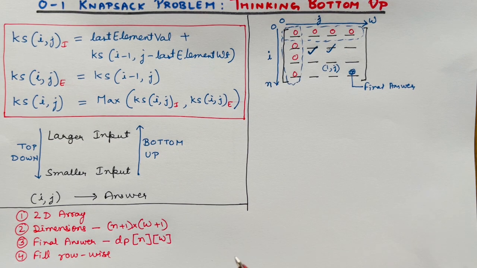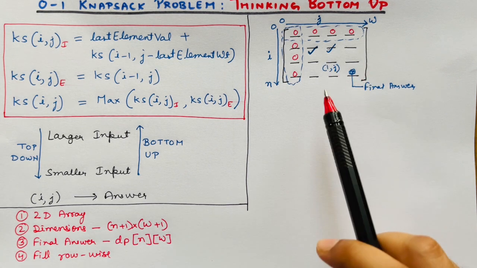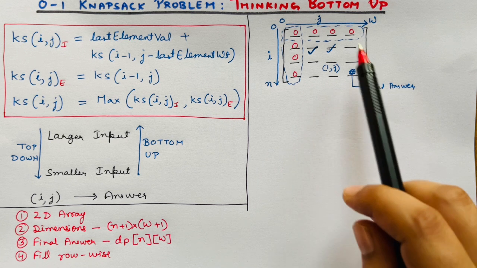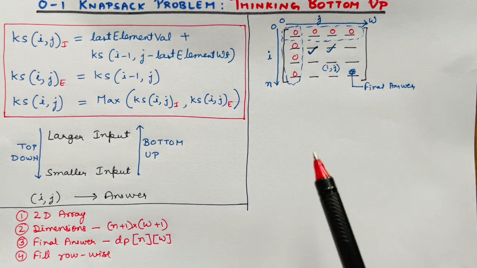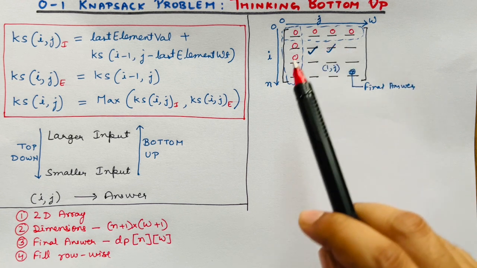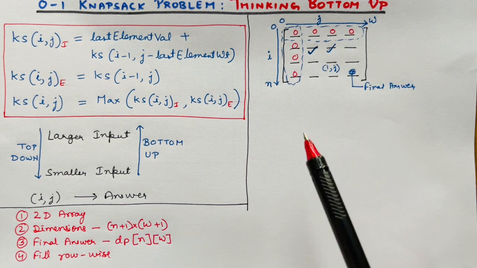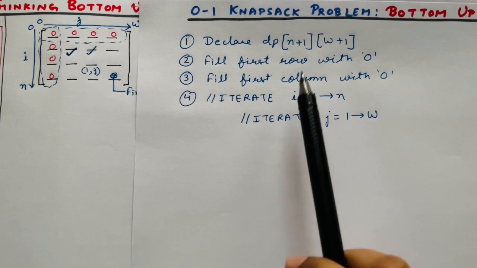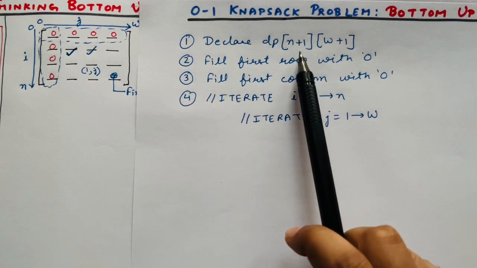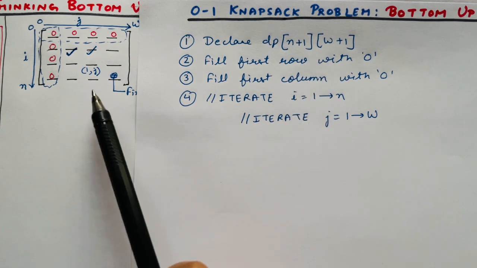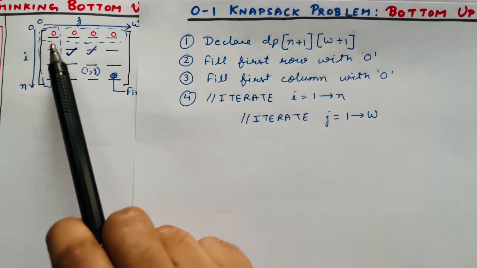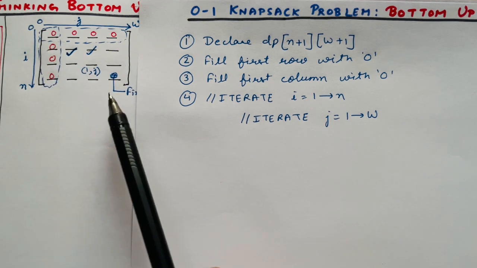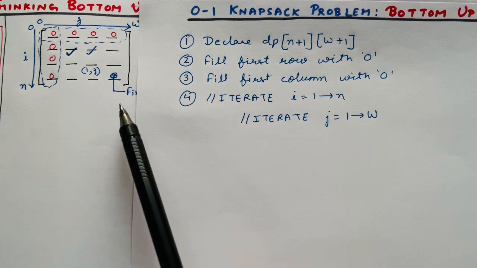That means now we know how to begin filling the matrix, how to fill the value at any position in the matrix, and once all the values are filled, where is our final answer? So we have everything that we need to convert our thoughts into an algorithm. So let's try doing that. We clearly need a two-dimensional array of the size n plus 1 and w plus 1. We will fill its first row with zeros and its first column with zeros. Next, our aim is to fill the whole matrix.